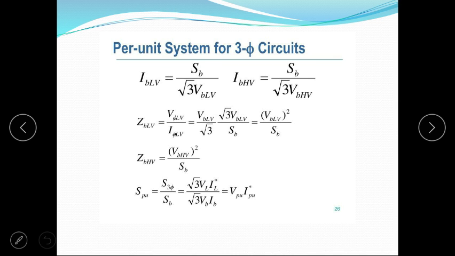Current system for three-phase circuit, I base is equal to S base upon root 3 VL. So Z unit is equal to Z base, which is V base upon I base, that is equal to VL square upon S base. So Z unit on the high voltage HV side is equal to V base square HV upon S base. So S base per unit is equal to S three phase per unit upon S single phase per unit, that is equal to V per unit I per unit.